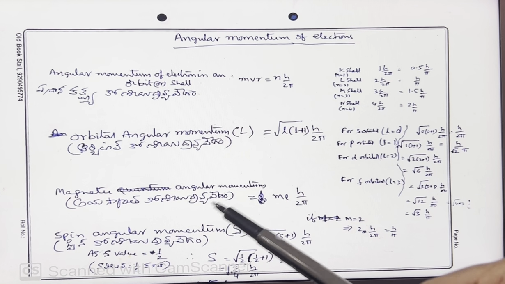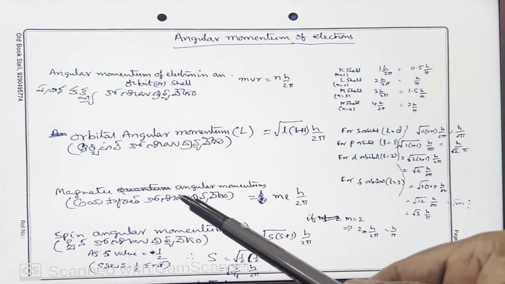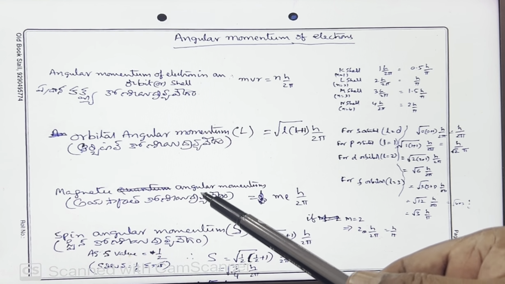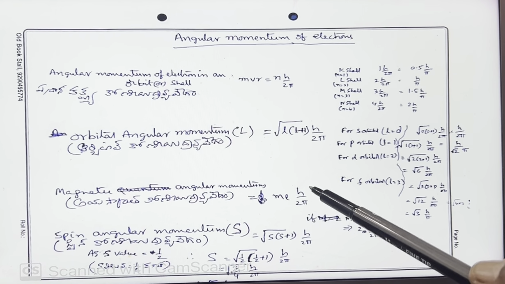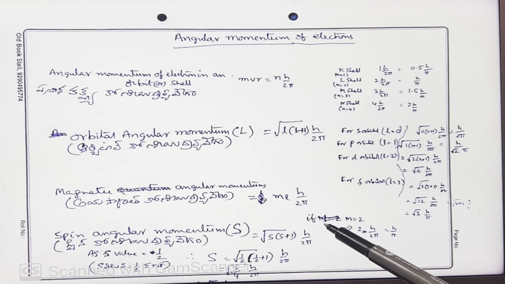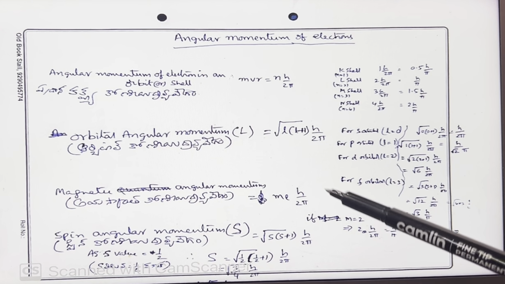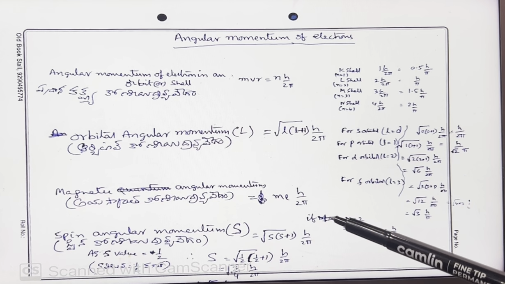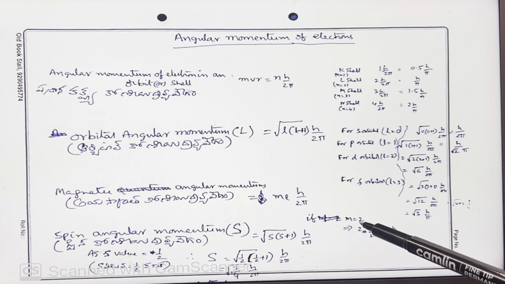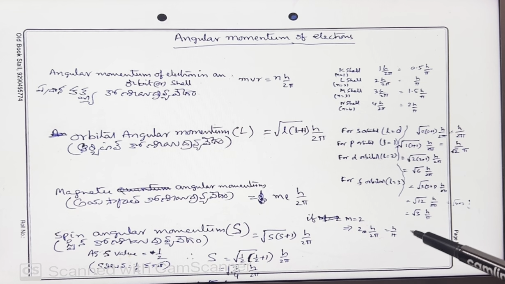For the magnetic quantum number, to find out the magnetic angular momentum, it is ml into h by 2 pi. For example, if m is equal to 2, minus 2 or plus 2, you take the modulus value, 2, so 2 into h by 2 pi. For which orbital is the m value 2? It may be minus 2 or plus 2, so think of it as a d orbital. 2 h by 2 pi, or h by pi, the 2s cancel out.